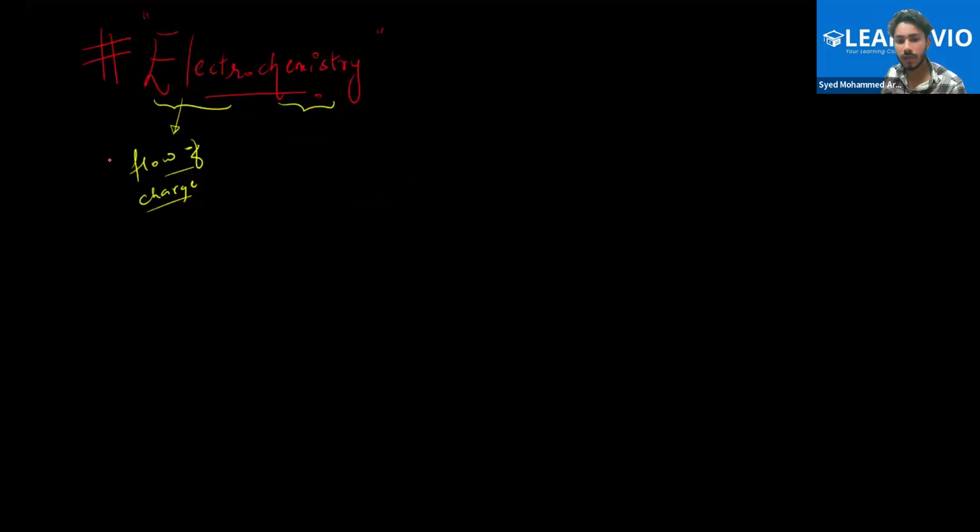Okay. So basically, electro is for the flow of charges. And chemistry is the branch of science which deals with atoms, molecules, compounds, and their nature, how they exist in nature, how they react, and what changes happen if they react. So basically we are going to deal with the chemistry related to the flow of charges. So it is electrochemistry.